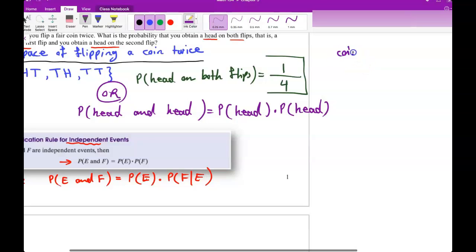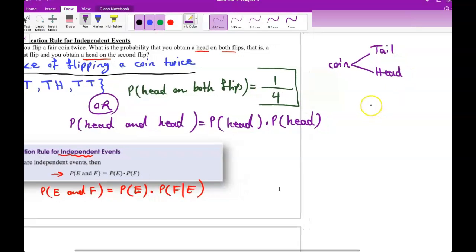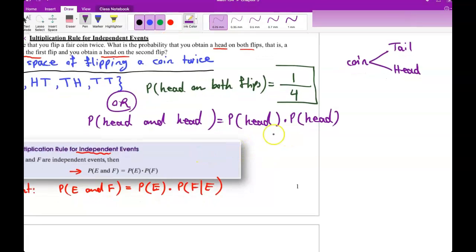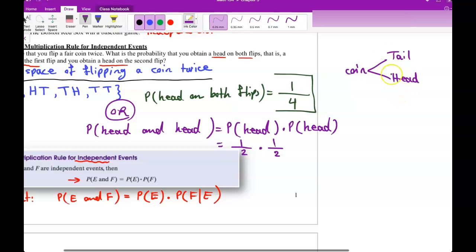So when you're trying to flip coins, you have two possibilities. One is tail, the other one is head. We had this part before, so the chance for each one is 1 out of 2. That's why here probability of head is 1/2. The chance for each one is 1 out of 2 because we have 2 possibilities here. And the answer again is 1/4.